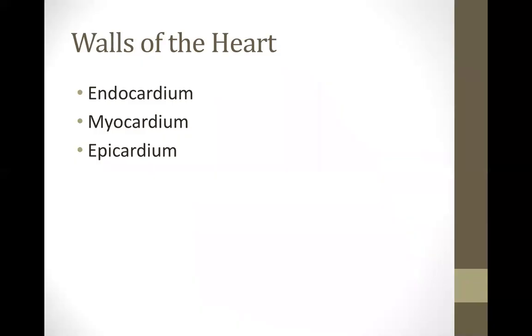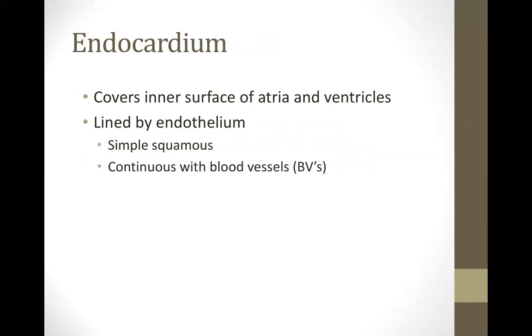We have three: the endocardium, the myocardium, and the epicardium. The myocardium is the thickest layer, or thickest wall, of the heart. But let's start with the endocardium first. The endocardium covers the inner surface of the atria and the ventricles, and this inner surface is lined by the endothelium, or endothelial cells. The endothelium is a simple squamous epithelium. It is also continuous with the blood vessels.